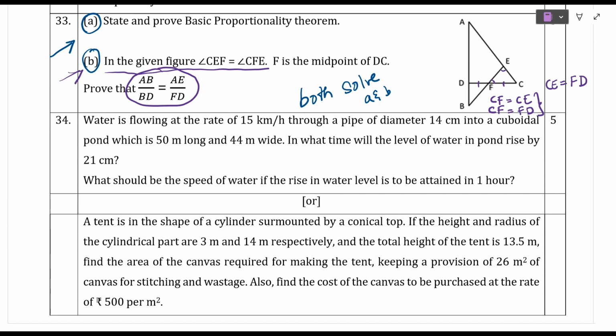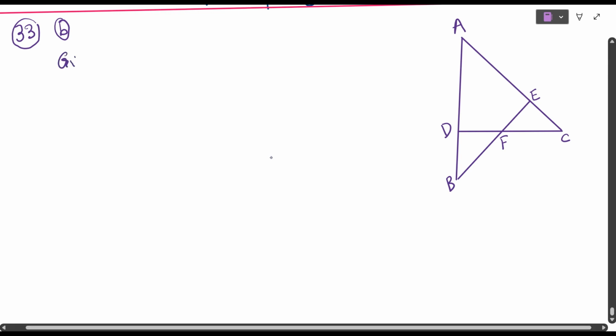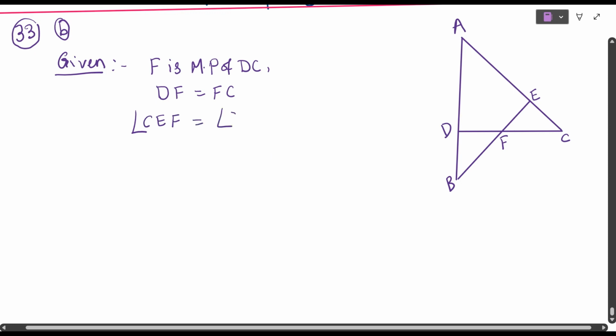Okay students, now I am going to explain this question here. Try to understand the diagram carefully. So let us write the given part. What is the given part for us students? Okay. F is midpoint of DC. What does this mean students? This means that DF will be equal to FC. Understood? And also the second thing they have given is angle CEF is equal to angle CFE.